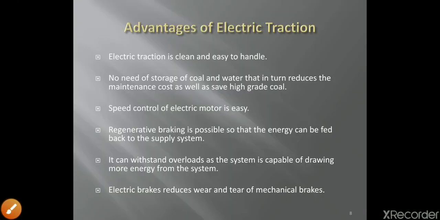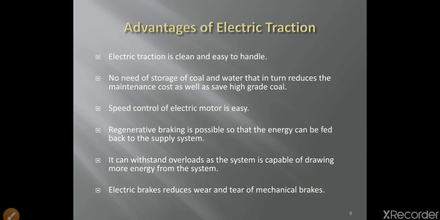Now next are the advantages of electric traction system. So electric traction system is clean. That means it is pollution free. It does not need any storage for coal, as coal is the input in case of steam engine, or any storage for diesel as in the case of diesel engine, and hence this reduces the maintenance cost as well as high grade coal cost.